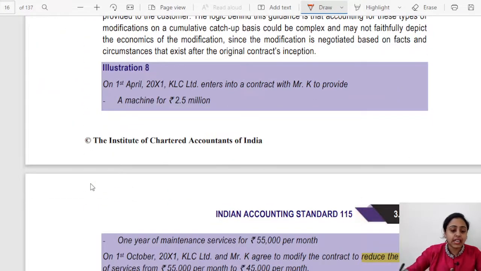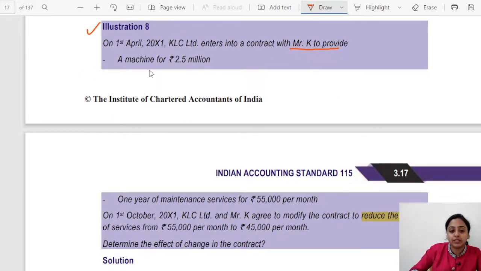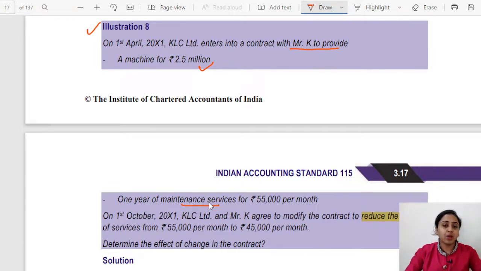Next, illustration number 8. On 1st April 2001, KLC Limited enters into a contract with Mr. K to provide a machine for 2.5 million, along with 1 year of maintenance services. So there are two separate things, two separate performance obligations.